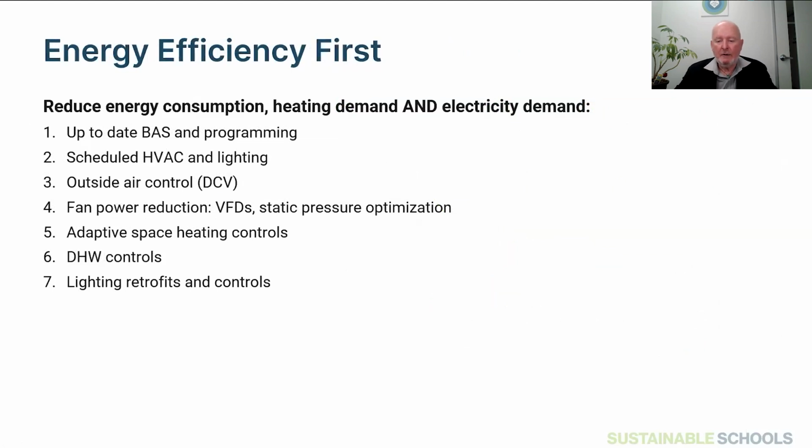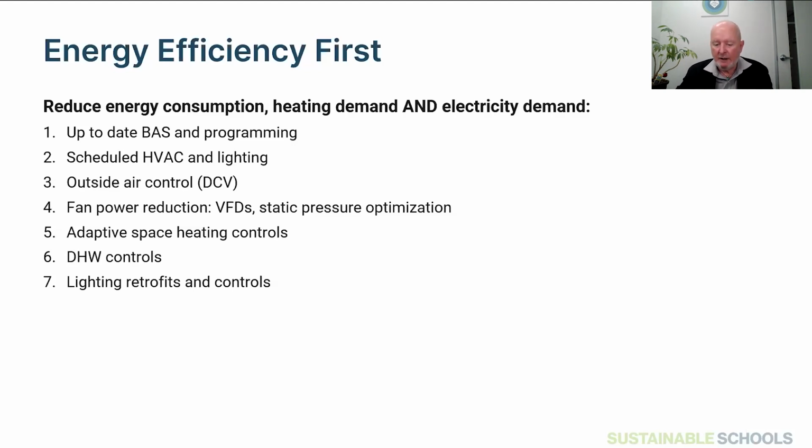And Mark has done a fine job of summarizing energy efficiency. Obviously, there's a lot of details and a lot of sub-bullets under this, but these are the 7 areas of activity that can, again, reduce peak demand as well as heating energy consumption.